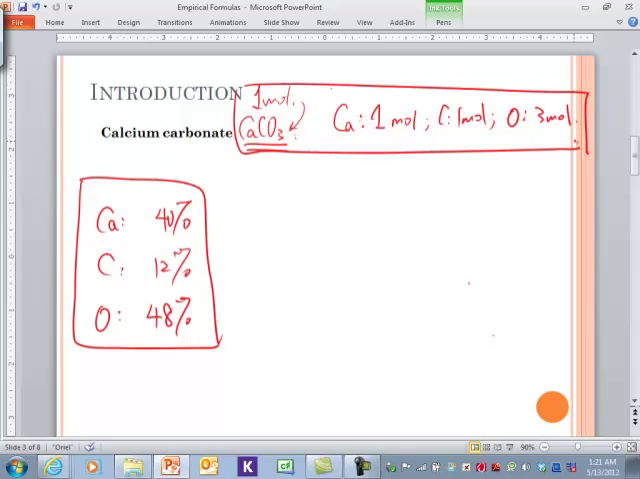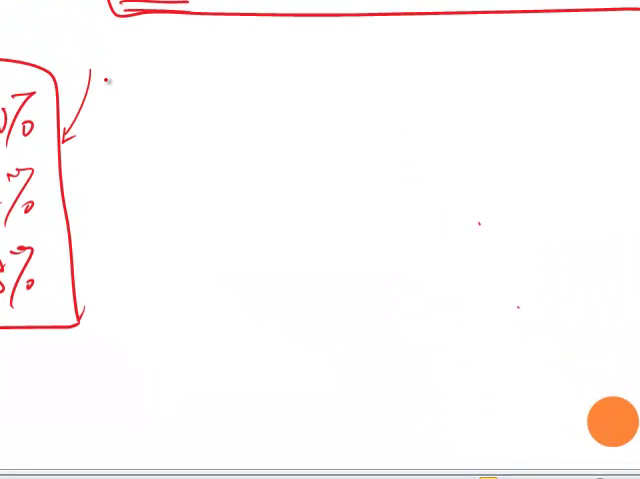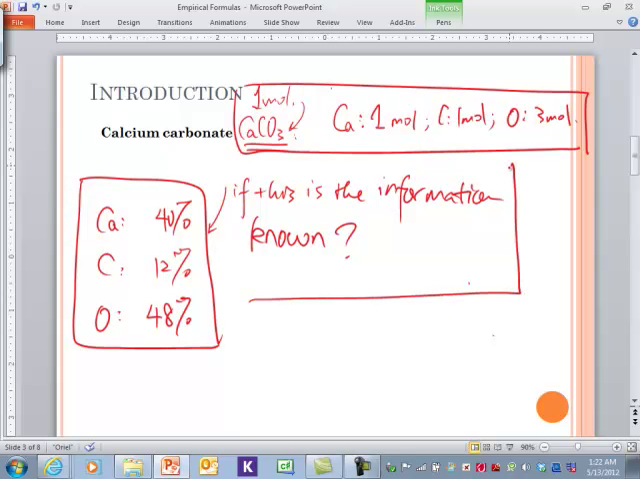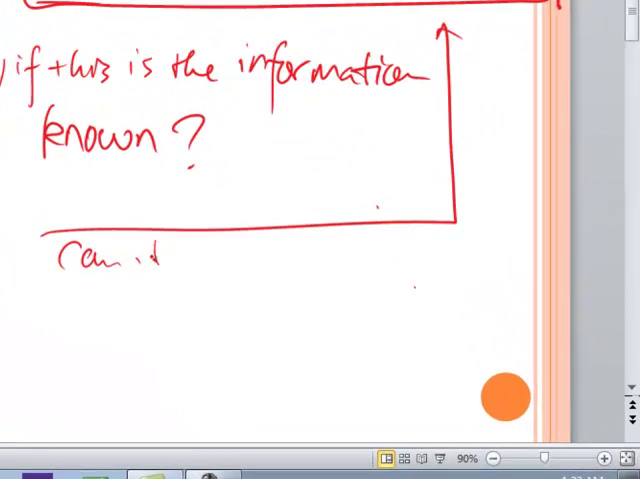Hypothetically, if only this box is known, those information can be readily obtained by chemical analysis of the compound. We can literally take the compound, start breaking it down, and analyze the percent composition for each element in this compound. If this is the information we know, can it be done?